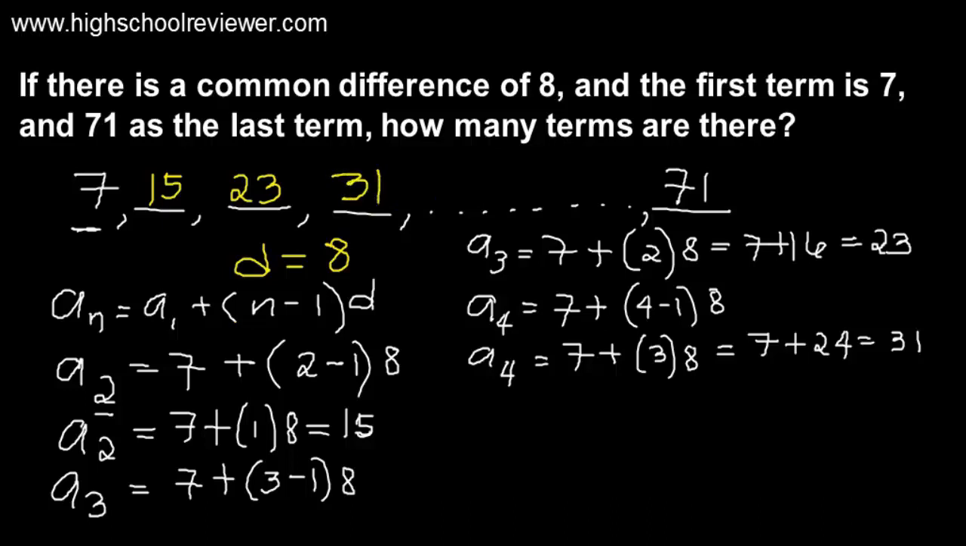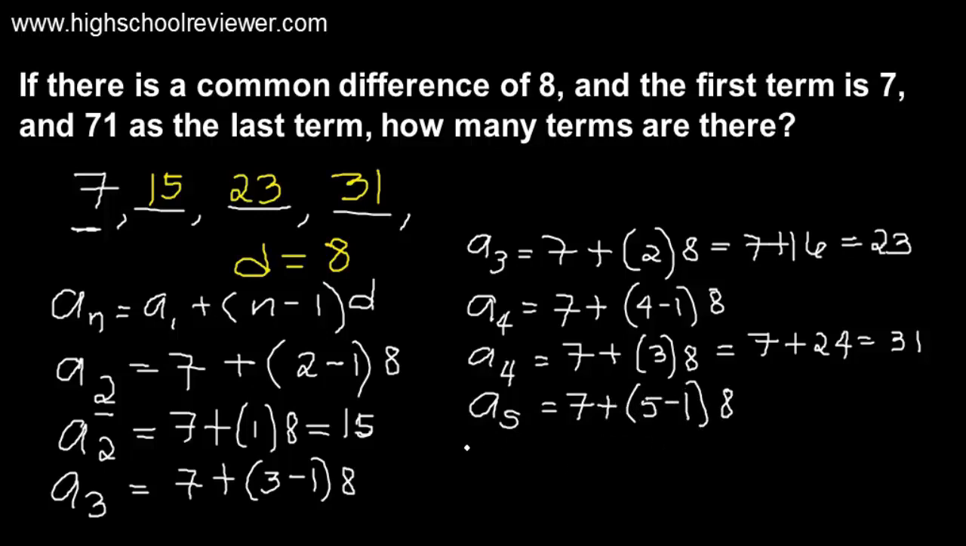So let us now find a sub 5. Okay, so let's erase this first. We are now going to find a sub 5. A sub 5 here will be equal to, again, our a sub 1, which is 7, plus our n here, which is 5 minus 1 multiplied by 8. So our a sub 5 will be equal to 7 plus 5 minus 1 is 4. 4 times 8 is 32. So this will be 7 plus 32, and this is equal to positive 39.